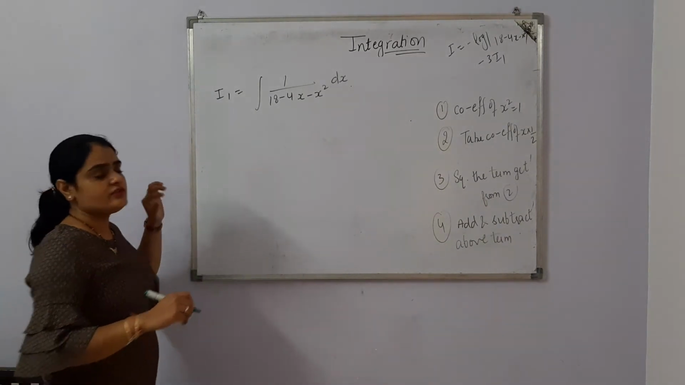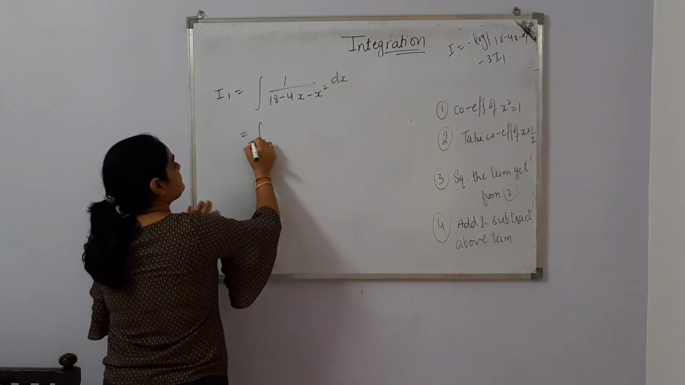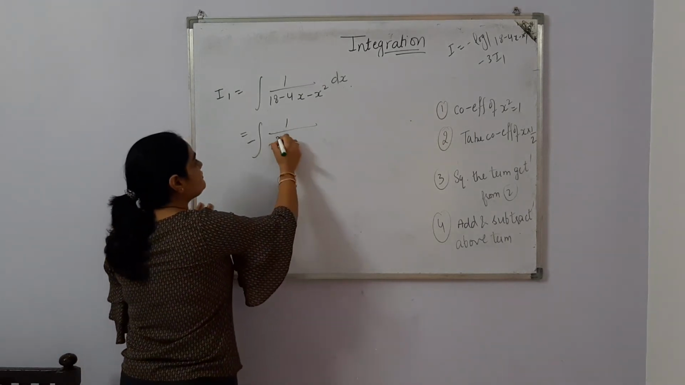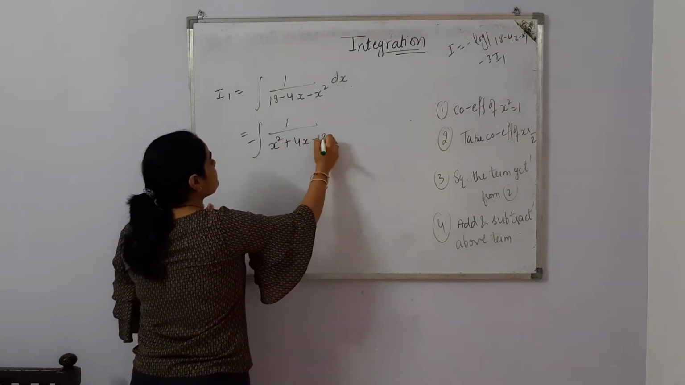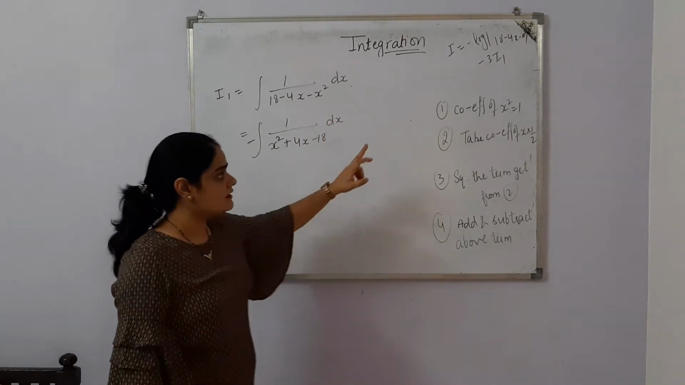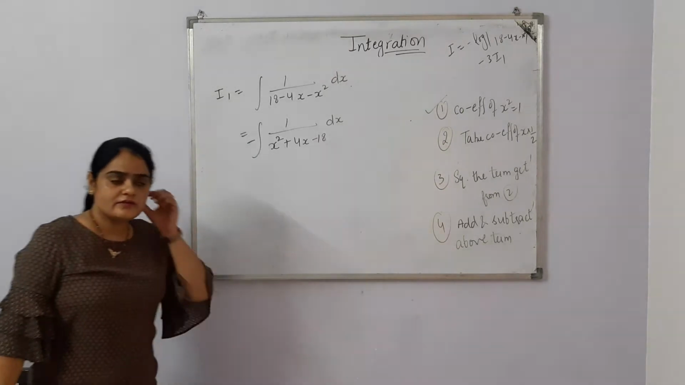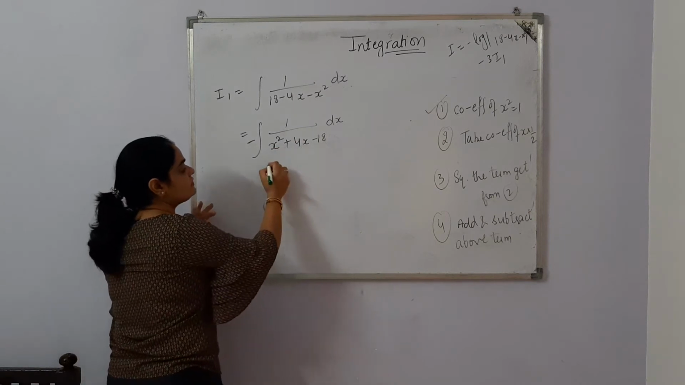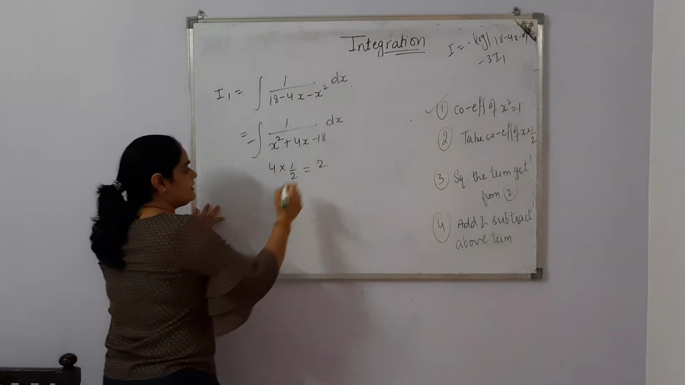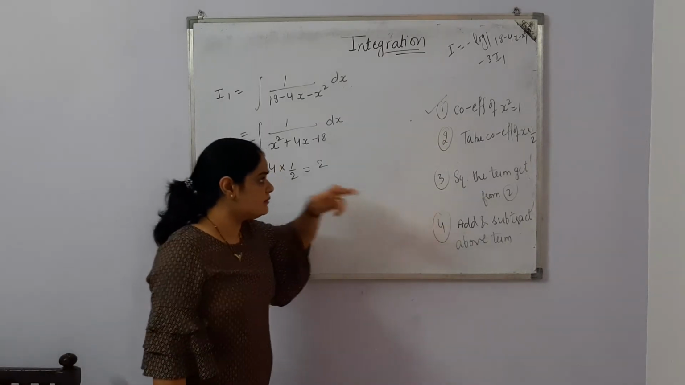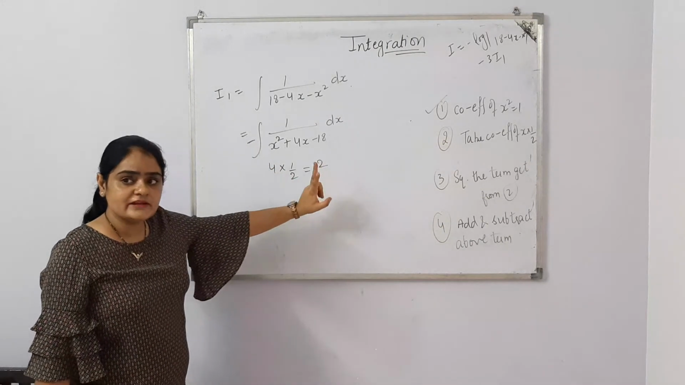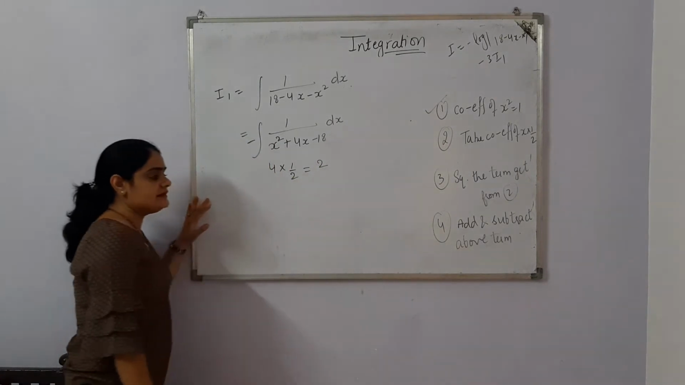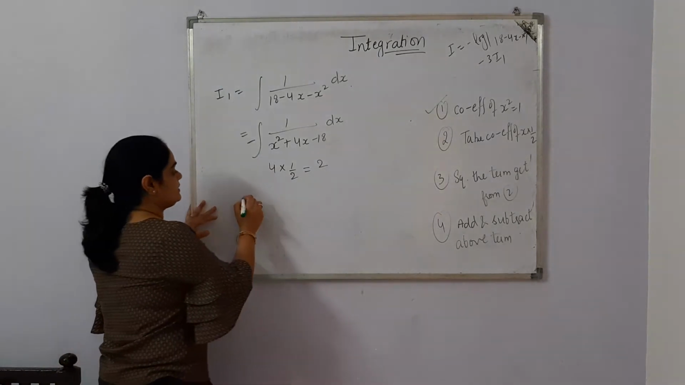Now first of all, the coefficient of x square should be 1. We'll take the negative sign as common because here the coefficient of x square is minus 1. So after taking the negative sign common, we'll get x square plus 4x minus 18 dx. Now the coefficient of x square is equal to 1. First criteria we are meeting. The second criteria is take the coefficient of x and multiply it by 1 by 2. What is the coefficient of x? 4, and we multiply it by 1 by 2. We get 2. Scale the term we get from it. We are getting 2 here. We'll do the fourth step, add and subtract this term. That means the scaling of 2 we will add and subtract.